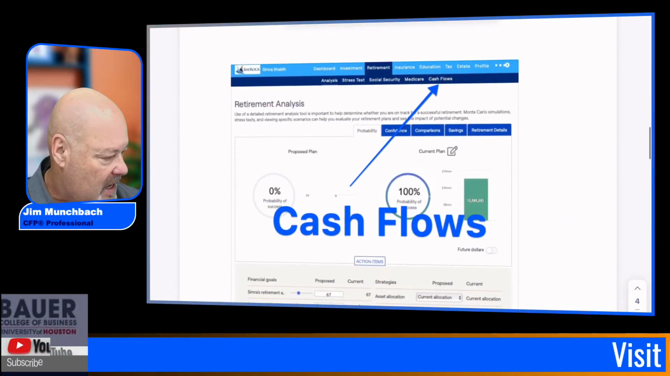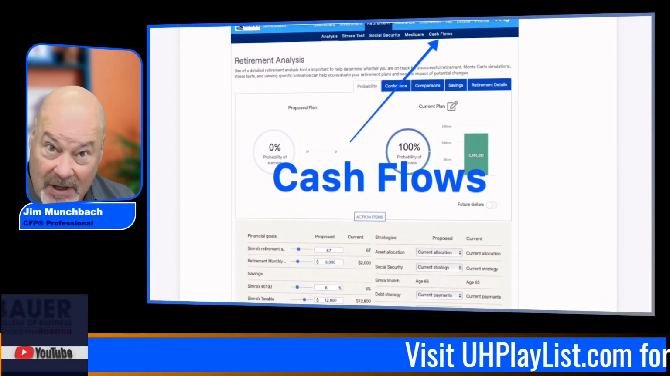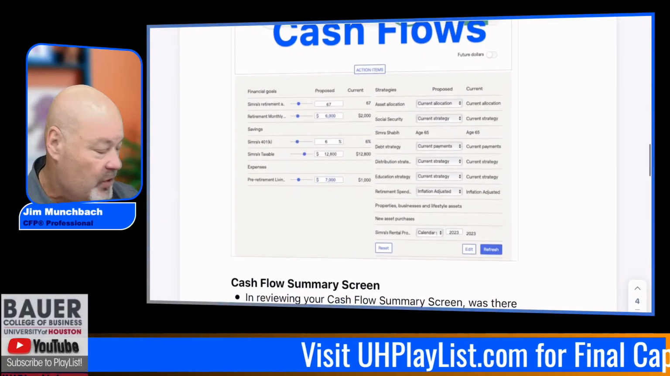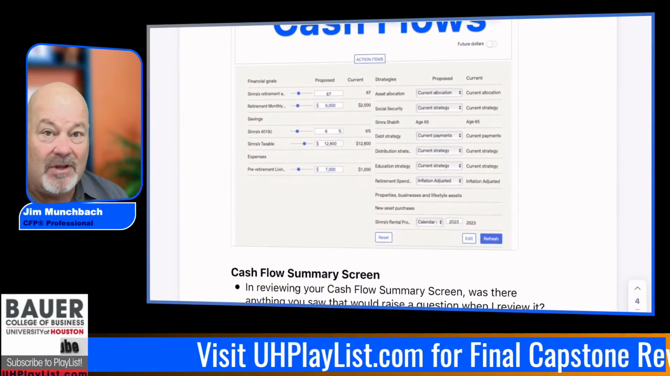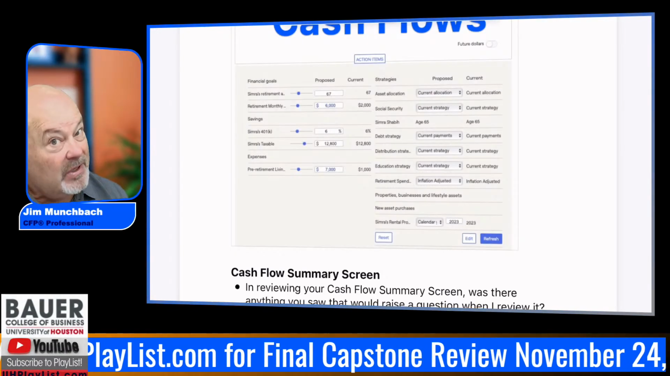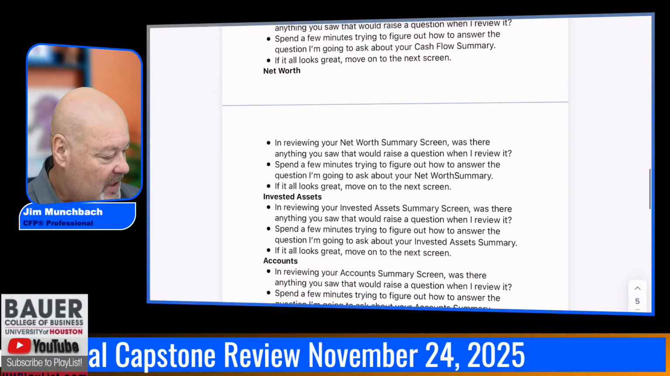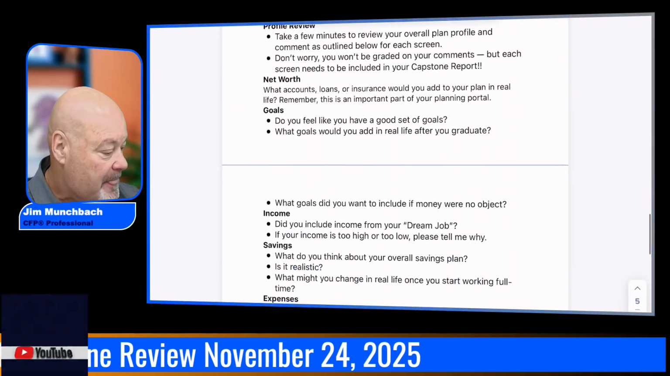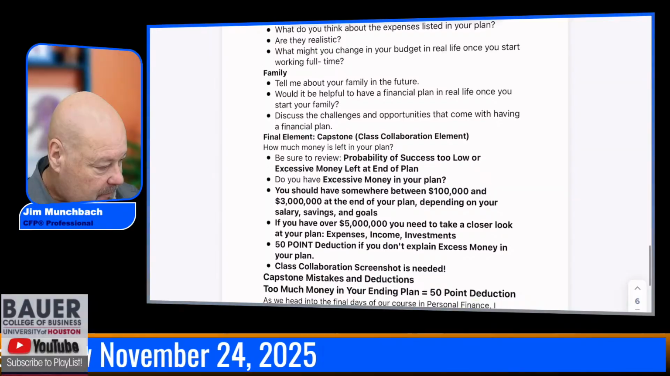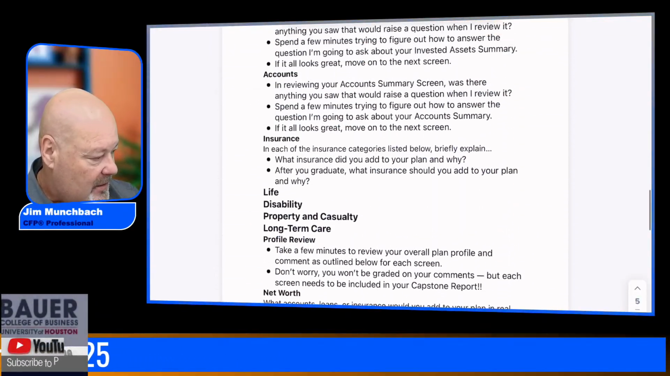Let's see what else. Cash flows. I'll show you kind of how to look at your cash flows. Hopefully you've done that. That's where you would go if you wanted to dive deeper into your financial plan to see what's going on and what's causing these numbers to be what these numbers are. Okay, so that's a good place for you to get comfortable. I'll show you how to do that. Hopefully you already know. Scrolling right down the page, that's pretty much it.